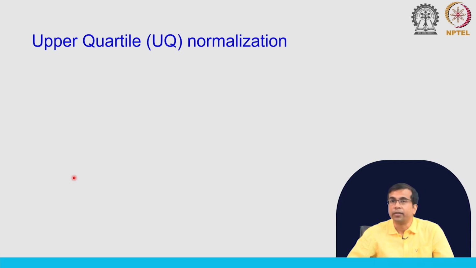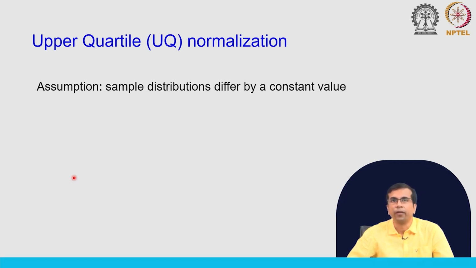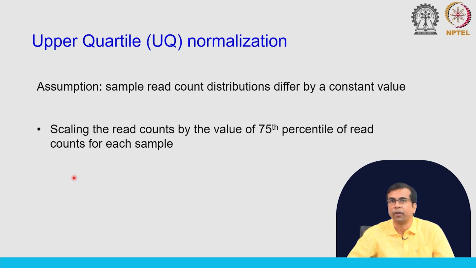There is a variant of this called upper quartile normalization, or UQ normalization. The assumption is again that sample read count distributions differ by a constant value across samples, and we can simply scale these distributions and bring the upper quartile to the same value. Hopefully you know what the upper quartile is. Here we scale the read counts by the value of the 75th percentile of read counts for each sample. So, we have the median, and here it is the 75th percentile.